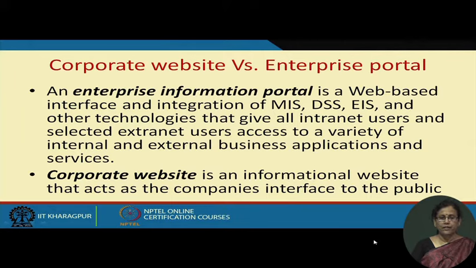Coming to the internal information portal, which is for the internal use of the internal stakeholders as well as some of the selective external stakeholders. This is a web based interface which integrates MIS, DSS and EIS and other technologies that give all the intranet users and selected extranet users access to a variety of internal and external business applications and services. A corporate website is an informational website that acts as the company's interface to the public. So, the difference here is that the enterprise information portal is also a web based system which connects to the internal stakeholders and some selected external stakeholders, who are basically the partners of a business, whereas a corporate website is open to the public.